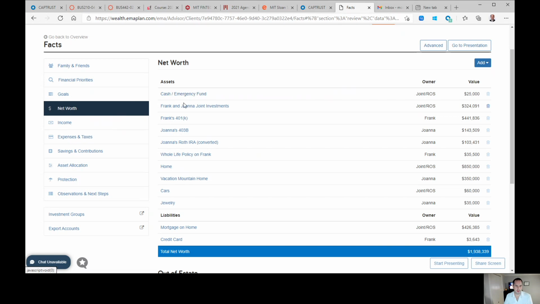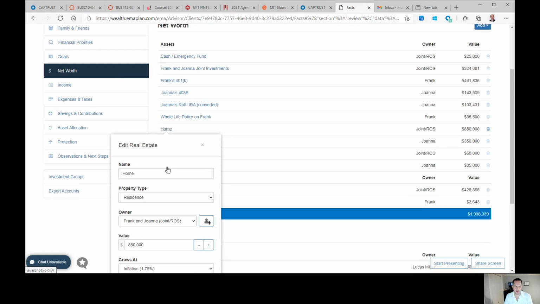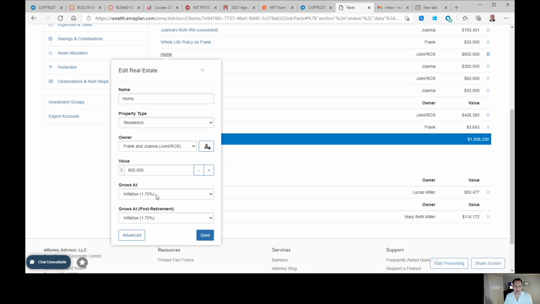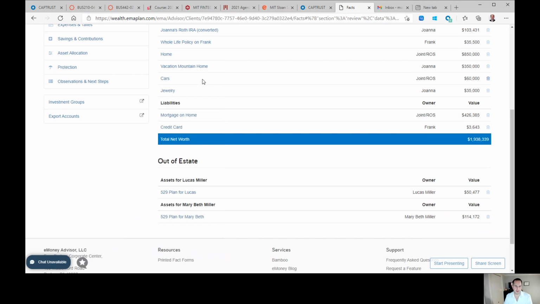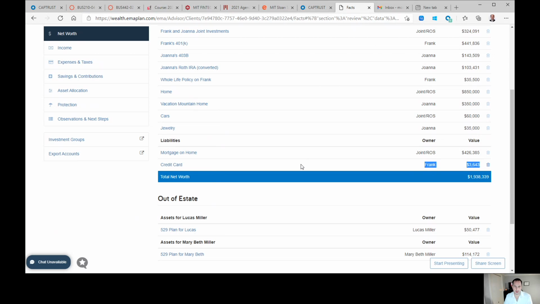Net worth, we see a variety of accounts here. Everything with a lot of it we already went over. We see that home worth $850,000. We can click on that, and we can see that it's growing at 1.75% going forward. You can set a variety of growth rates, but we're obviously going to leave that at about 2% for reasonability purposes. We see that they have $3,000 on a credit card, and we also see mortgage on the home, $426.